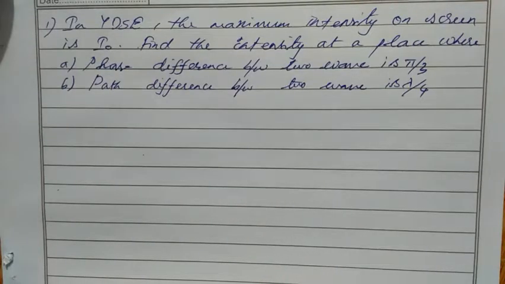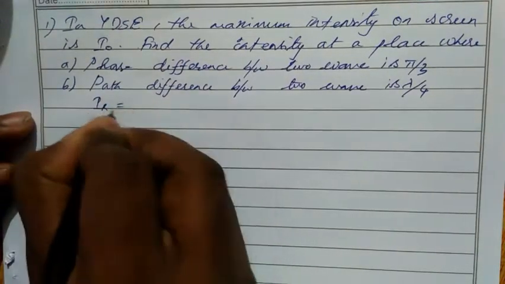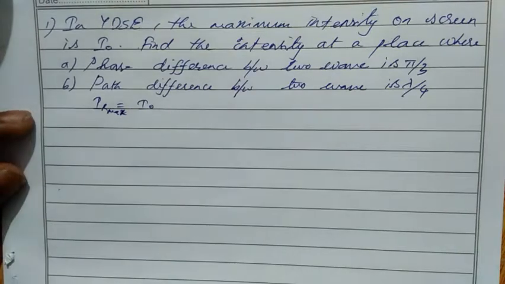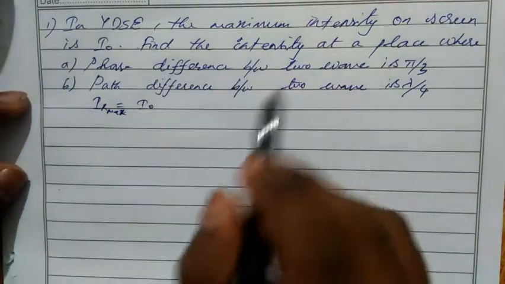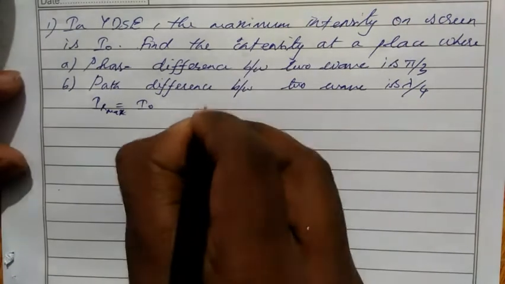The first question, in Young's double slit experiment, the maximum intensity on screen is I naught. So here IR maximum value is given, I naught. Find the intensity at a place where the phase difference between two waves is pi by 3. Then path difference between two waves is lambda by 4. So first we write the maximum formula.